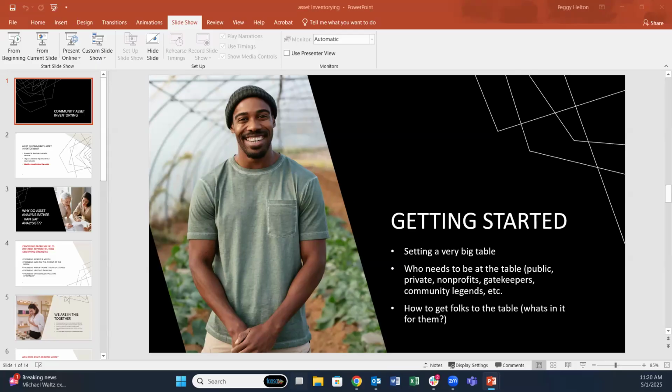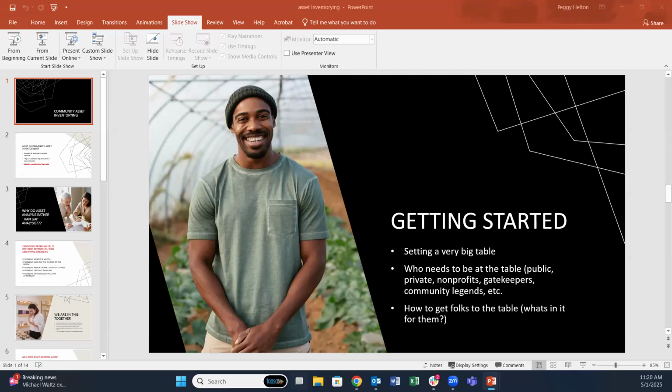Who needs to be at the table? Whoever decides that they're going to go through this process, you want to pull some other people in that are not just with your organization, like a small planning group, and decide who needs to be at the table. Who are some of the public folks that should be there? What private folks need to be there? What nonprofits? What gatekeepers? What community legends? There's some folks that you need involved, because nothing that's significant in that community ever happens without these particular individuals' blessings. Those are the folks that you want to get involved.